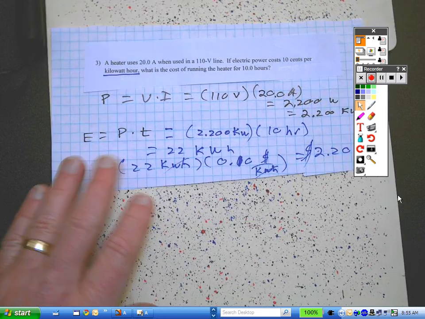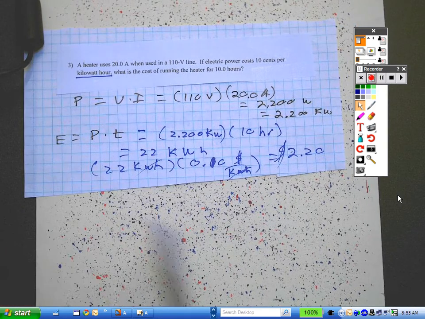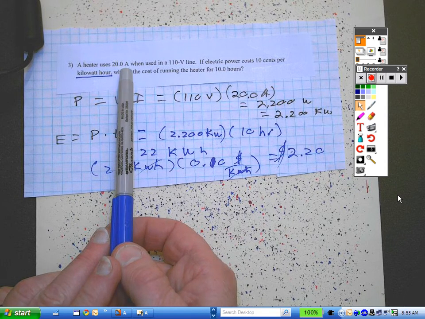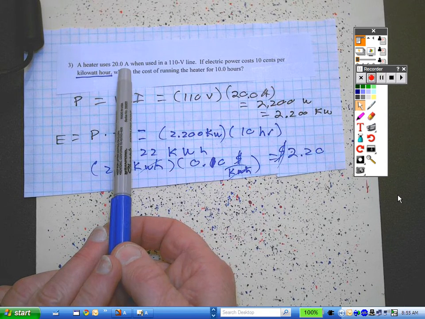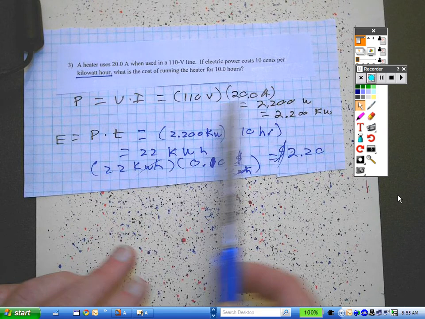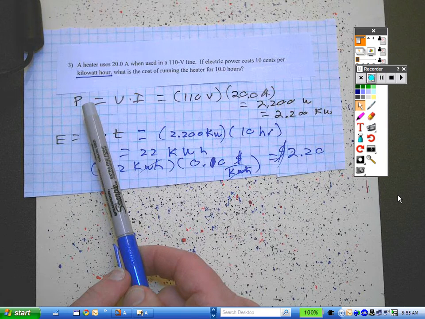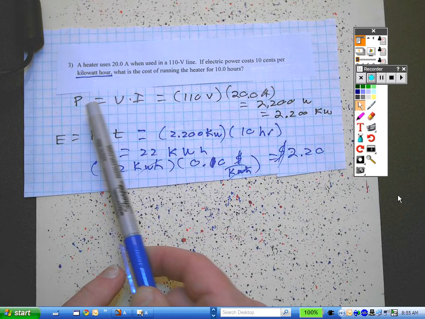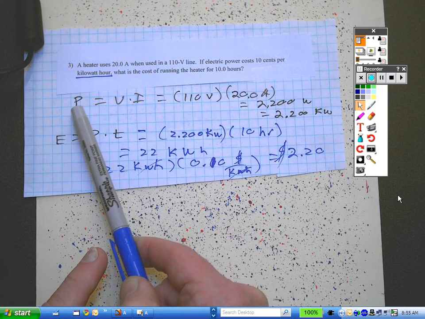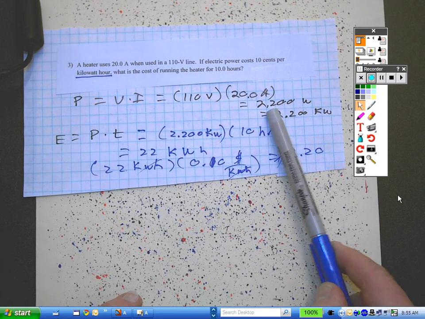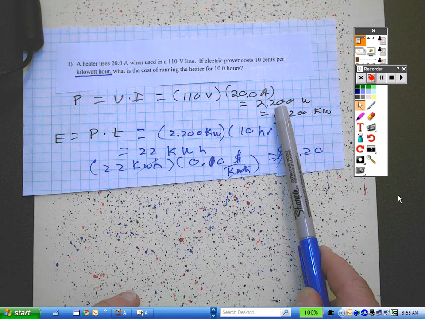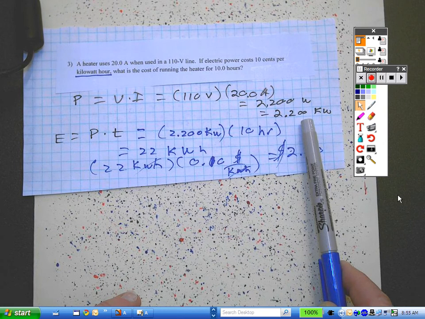For number 3, we talk about a heater having current. Current is the letter I. It's the number of electrons that flow per second. And the voltage of the line is 110. Just like we've done from the beginning of the year, use knowns and unknowns. If I know the voltage and the current, the formula for power is VI, and you'll get 2,200 watts. We get charged at our house for the kilowatt hours, so divide this by 1,000, you get 2.2 kilowatts.